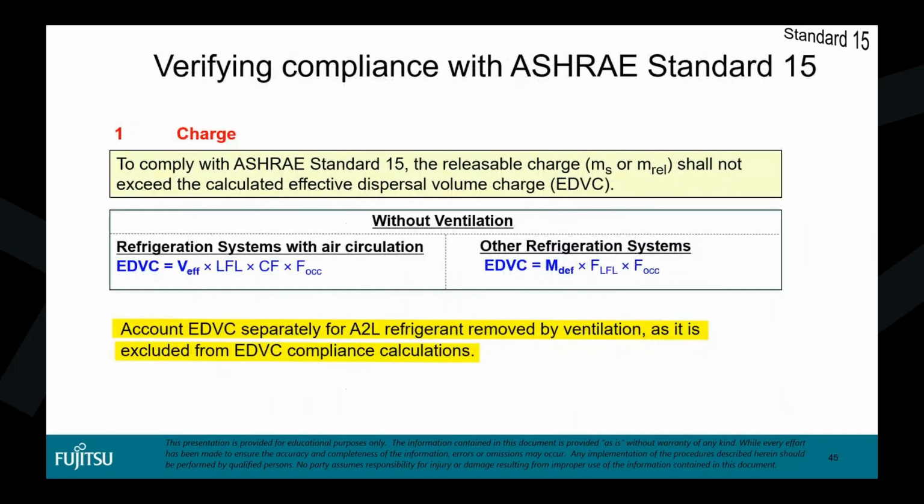Let's see if we comply. So without ventilation, we use those formulas and we can calculate the maximum value, the EDVC. And then we already know the system charge, MS or MRL, and we can compare those two. And then if we have ventilation, we, in yellow there, need to include the extra value you get for ventilation when you look into the maximum for those. So that is the charge. That's a way to look at the charge.